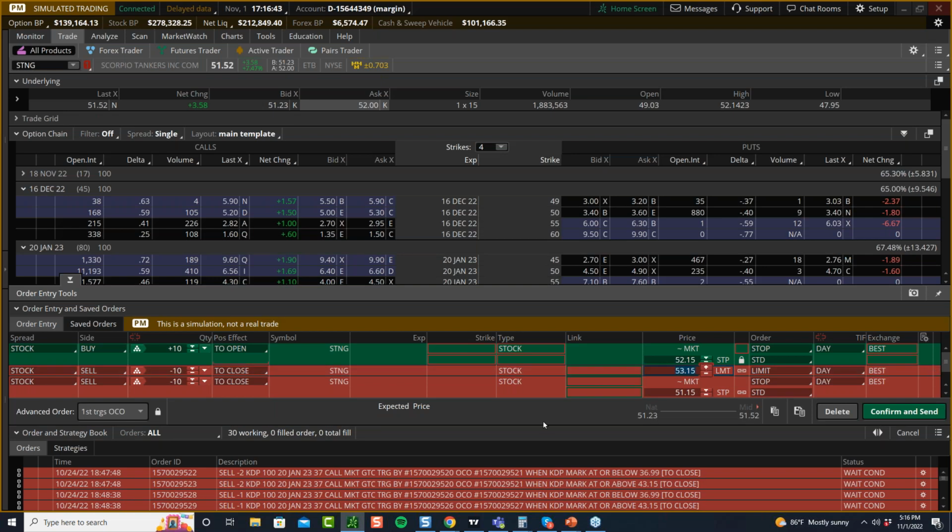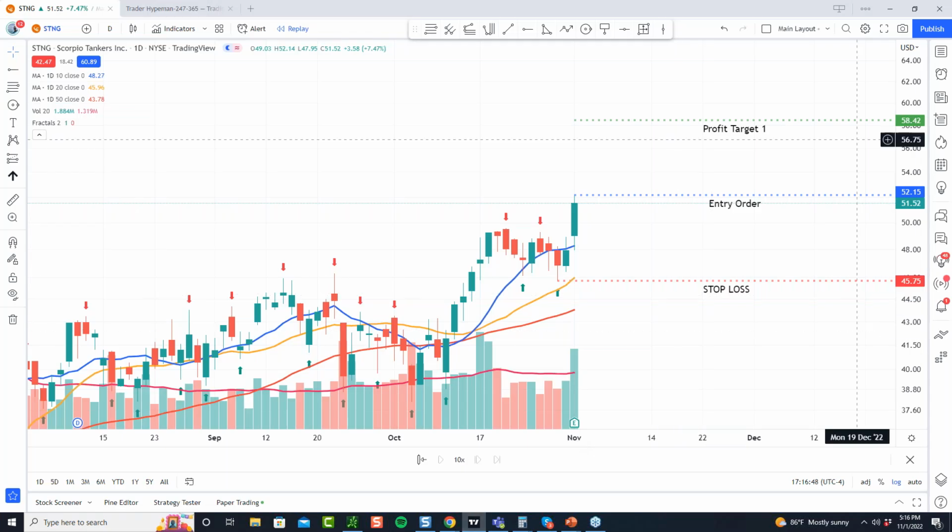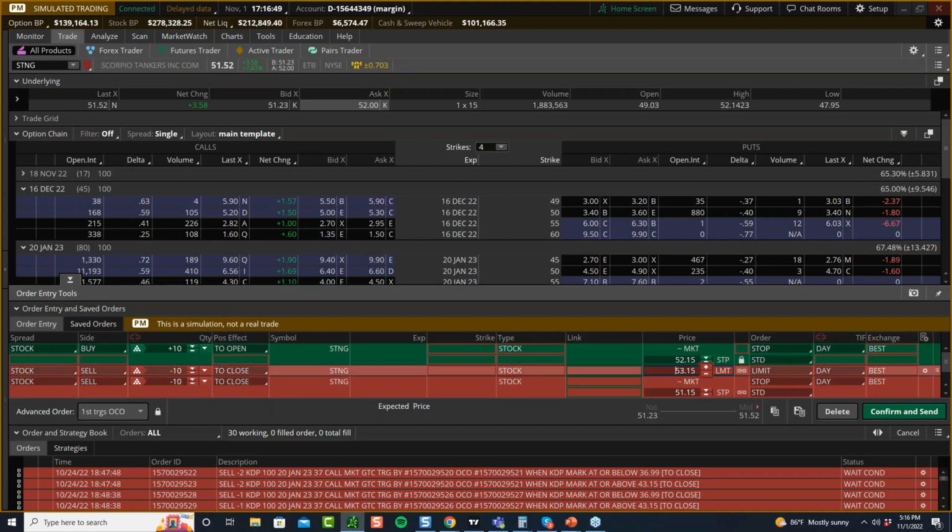The next thing I want to do is set my profit target, okay? 58.42. I'm going to set my profit target here. It's my limit order, 58.42.